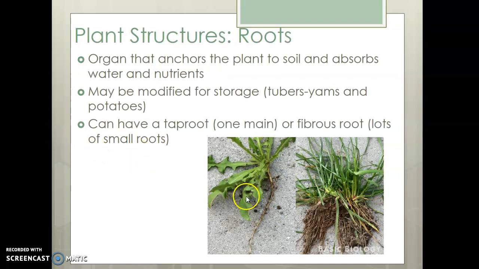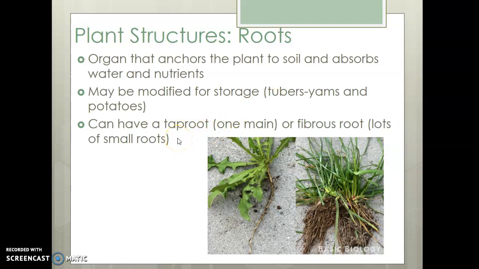Plants also have roots, and you know roots. They anchor the plant to the soil, and they also absorb water and nutrients. Some roots are modified for food storage. If you like sweet potatoes or yams or potatoes, that's a modified root or a tuber that you can eat for nutrition.